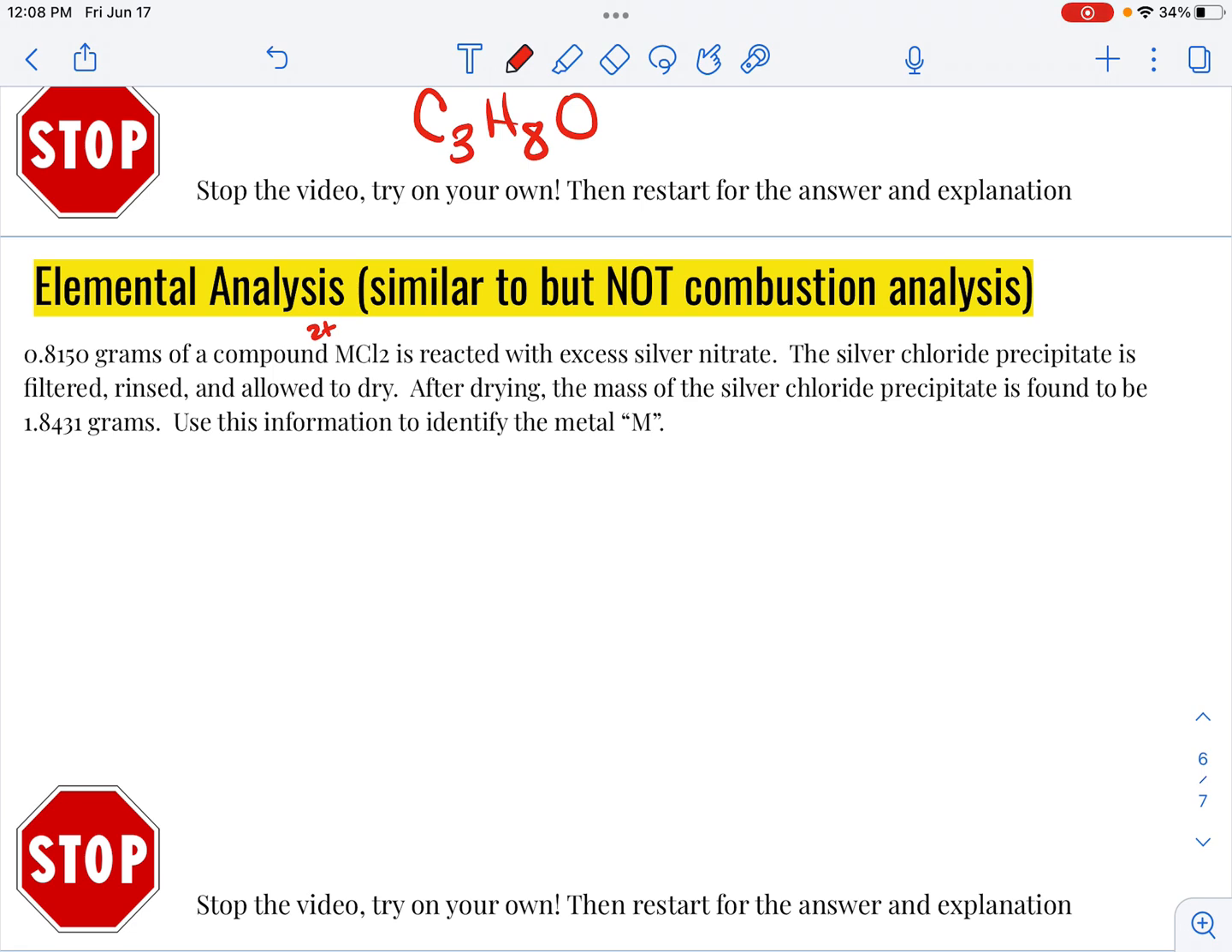Okay, 2 chloride ions with it, and it's reacted with excess silver nitrate. So basically we have MCl2 plus silver nitrate, which is AgNO3, and the silver chloride precipitate that forms, which is AgCl, is filtered, rinsed, and allowed to dry.